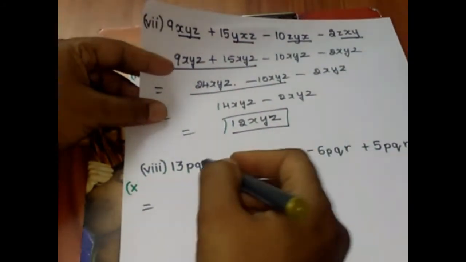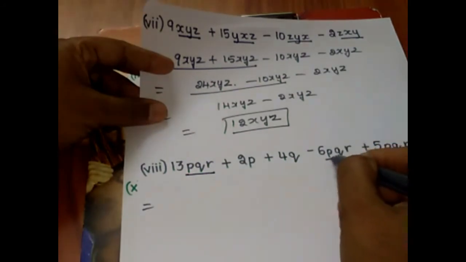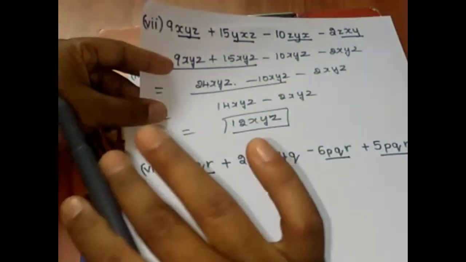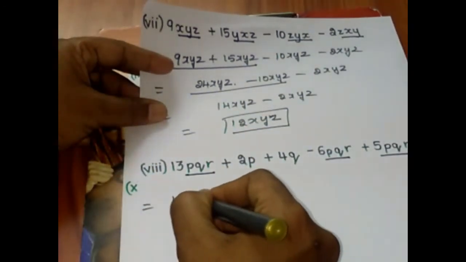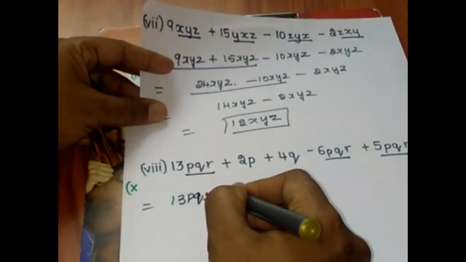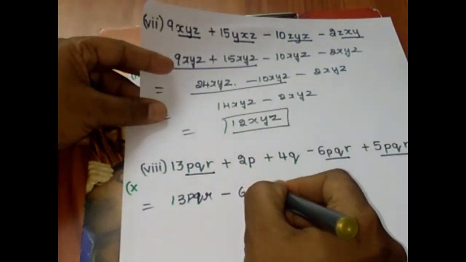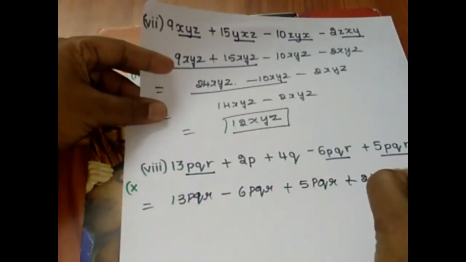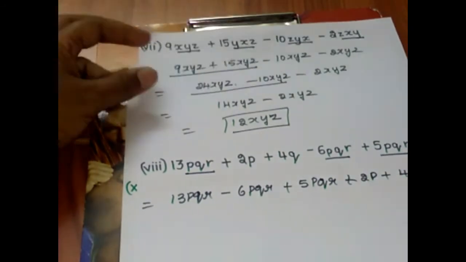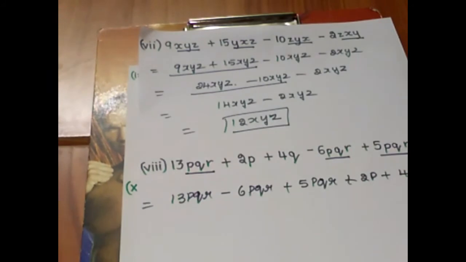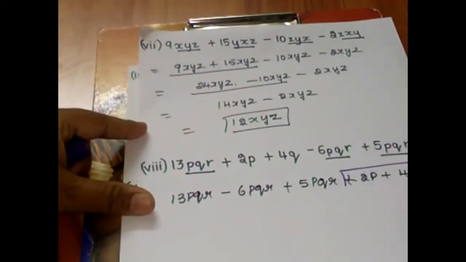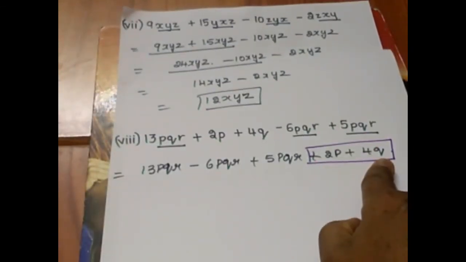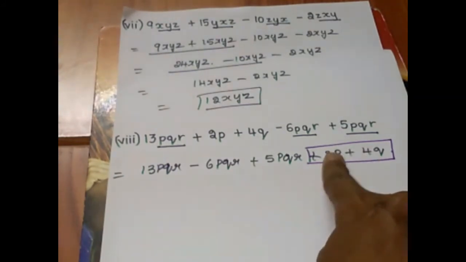Now in the next question, what can I notice? PQR, PQR, PQR. Only one group. 2P and 4Q do not belong to any group. So let me write the like terms first. 13 PQR minus 6 PQR plus 5 PQR plus 2P plus 4Q. See, 2P and 4Q are different terms. So we need not do anything with this. We will not touch this. We'll just carry this plus 2P plus 4Q in all the steps. We will not do any calculation with this.